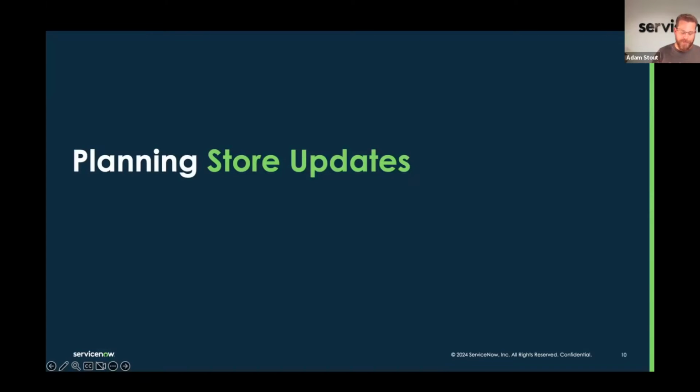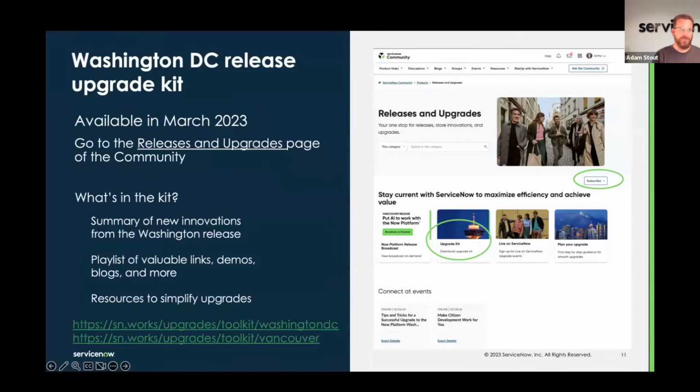Okay, so now we're going to talk about how do I plan a store update. The store has lots and lots of updates. How do I know what I want, what I don't want? So the first place that I start is with the upgrade kit. If you can put it in the chat, how many people are familiar with the upgrade kit? The upgrade kit comes out generally the day of general availability.